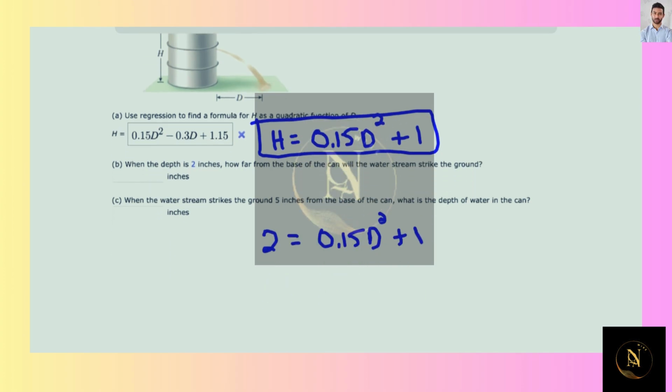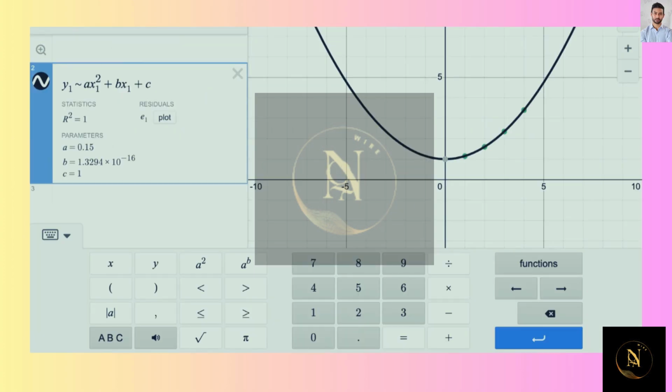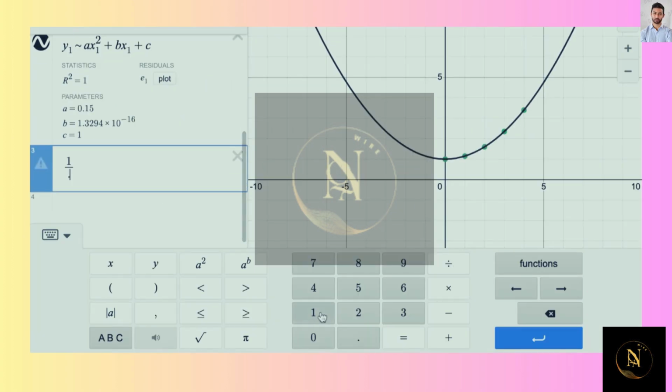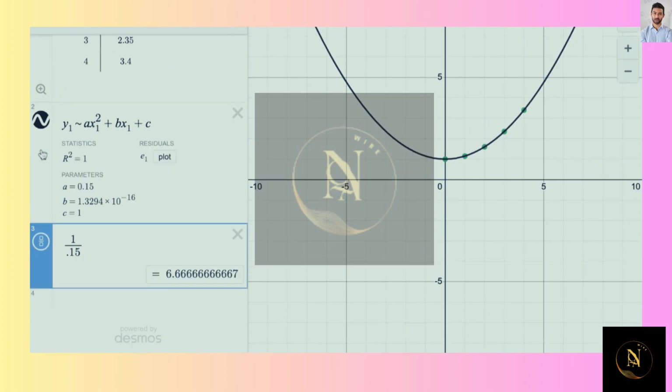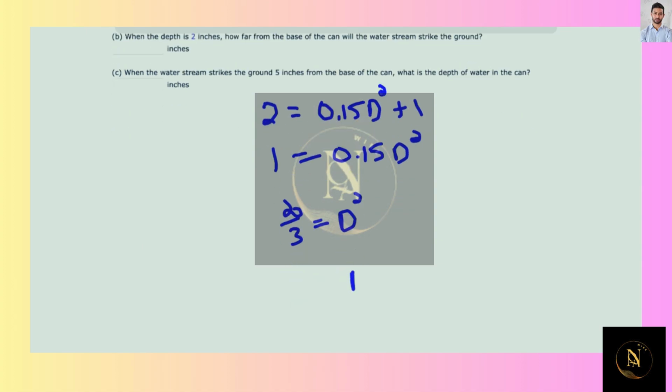So you would subtract 1 from both sides, divide by 0.15. 1 divided by 0.15 is 20/3. And so it would be the positive or negative, but we're really not going to go backwards. So we're just going to say the square root of 20/3.